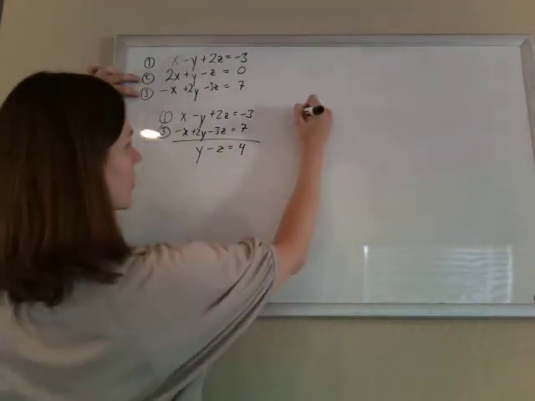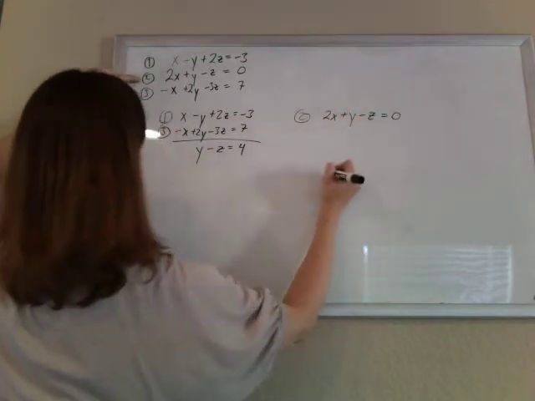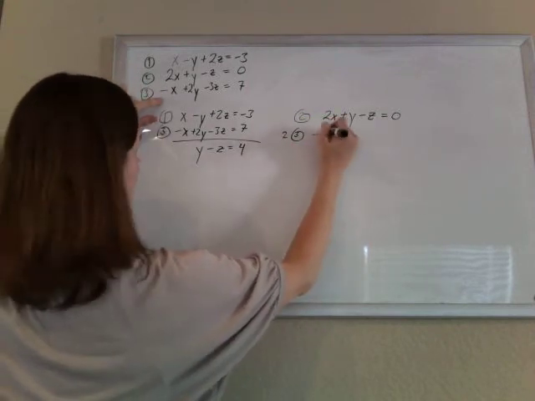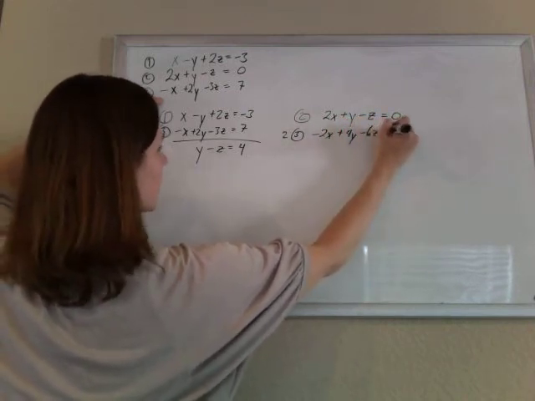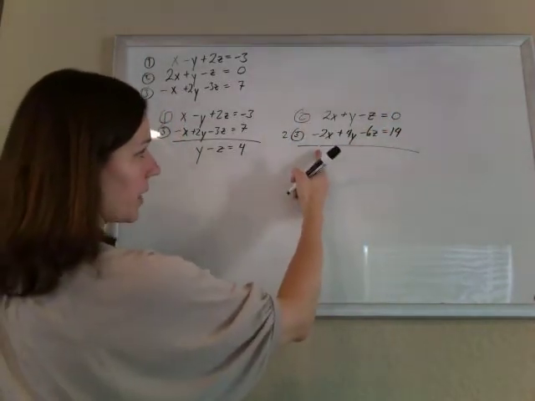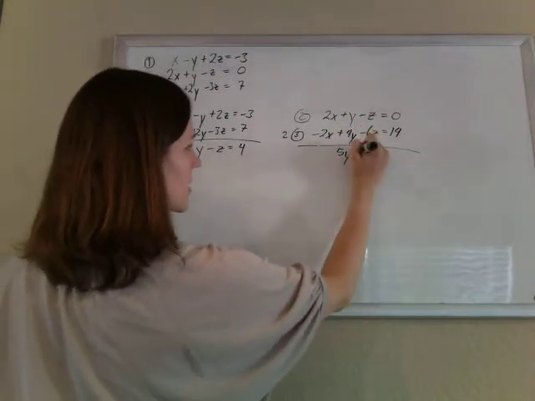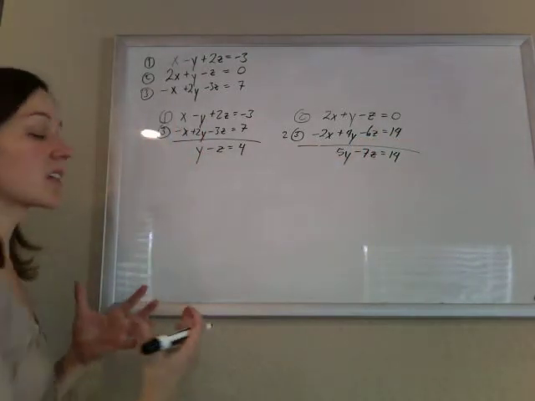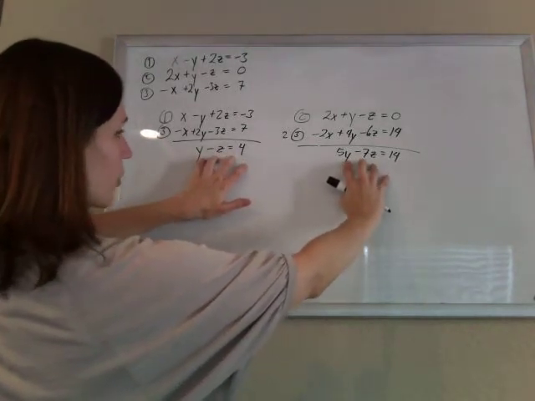So I'll keep the second row the same, 2x plus y minus z equals 0, and I'll do 2 times equation 3. So negative 2x plus 4y minus 6z equals 14. Adding those, the x's go away like I planned. y plus 4y is 5y. Negative z minus 6z is negative 7z, and that is 14. What I've successfully done is now I have 2 equations with 2 unknowns, and this seems a lot more familiar.